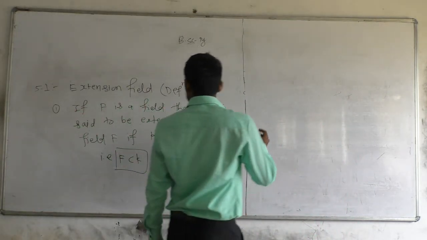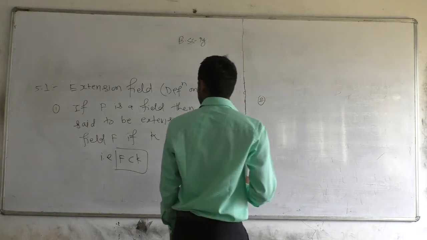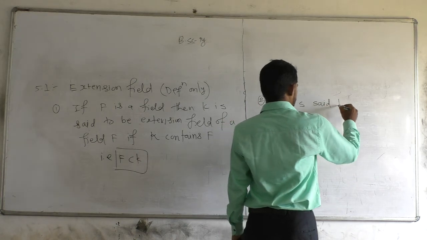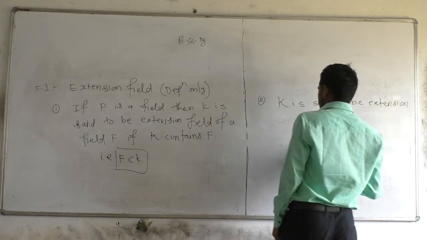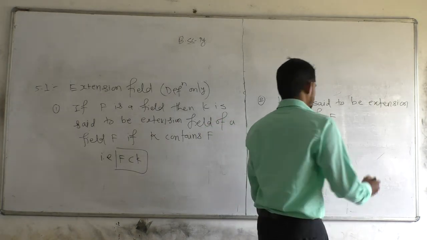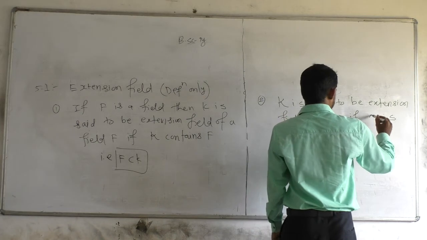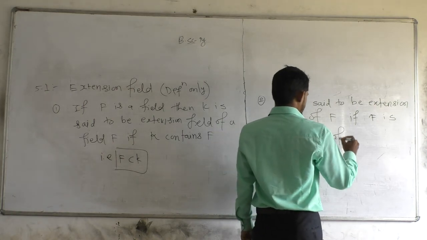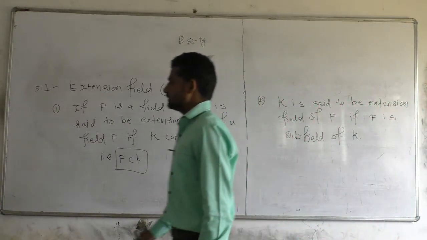Now definition second. K is said to be an extension field of F if F is a subfield of K. So this is a very important definition, extension field.